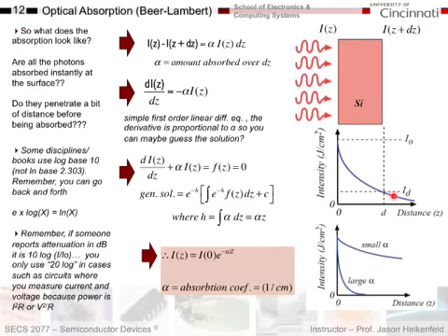If you have a small absorption coefficient, that means most of the light will get through. Here's a small absorption coefficient, not much decrease in the intensity as you go through the silicon. If you have a large absorption coefficient, this exponential gets stronger and you could have all the light be absorbed practically and none make it through the other side.